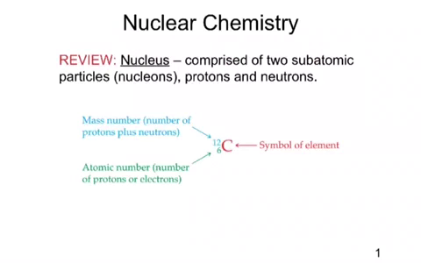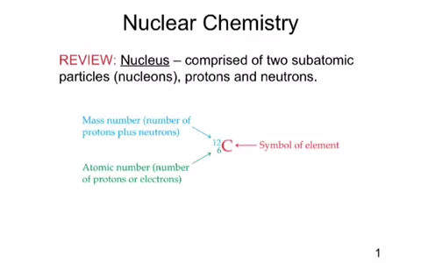The nucleus, if we remember, is comprised of two different subatomic particles. We have the protons and the neutrons, and those are the ones that are in the nucleus. Again, this is just review, so just take a look. Pay attention, and let's review some of the things that we've talked about.